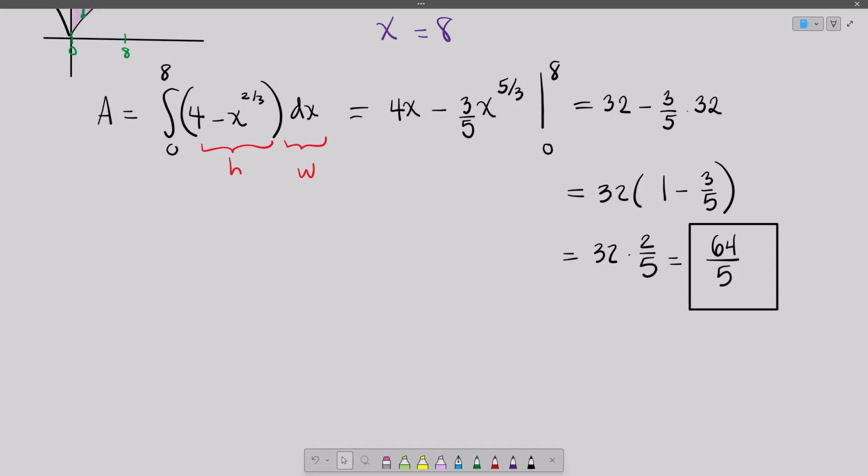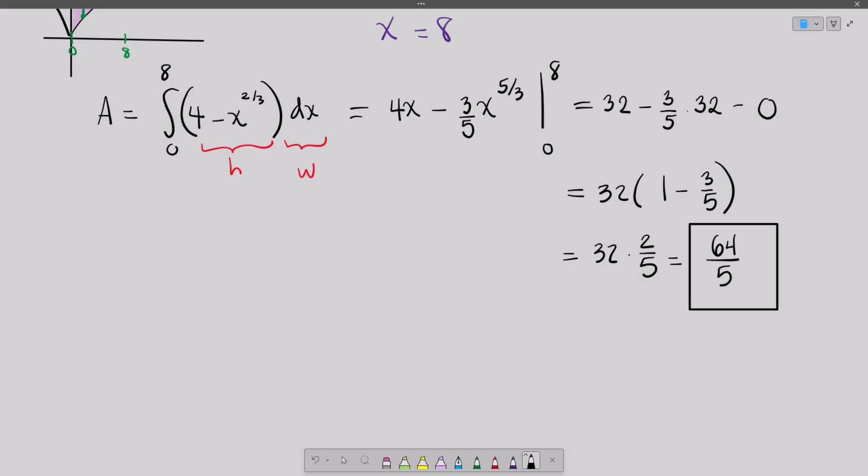Maybe I didn't point this out carefully enough. What is the evaluation of the lower limit in the antiderivative? 0, right? So technically we have a minus 0 here. You obviously don't need to write that, but there is a subtraction of 0 for the lower limit.